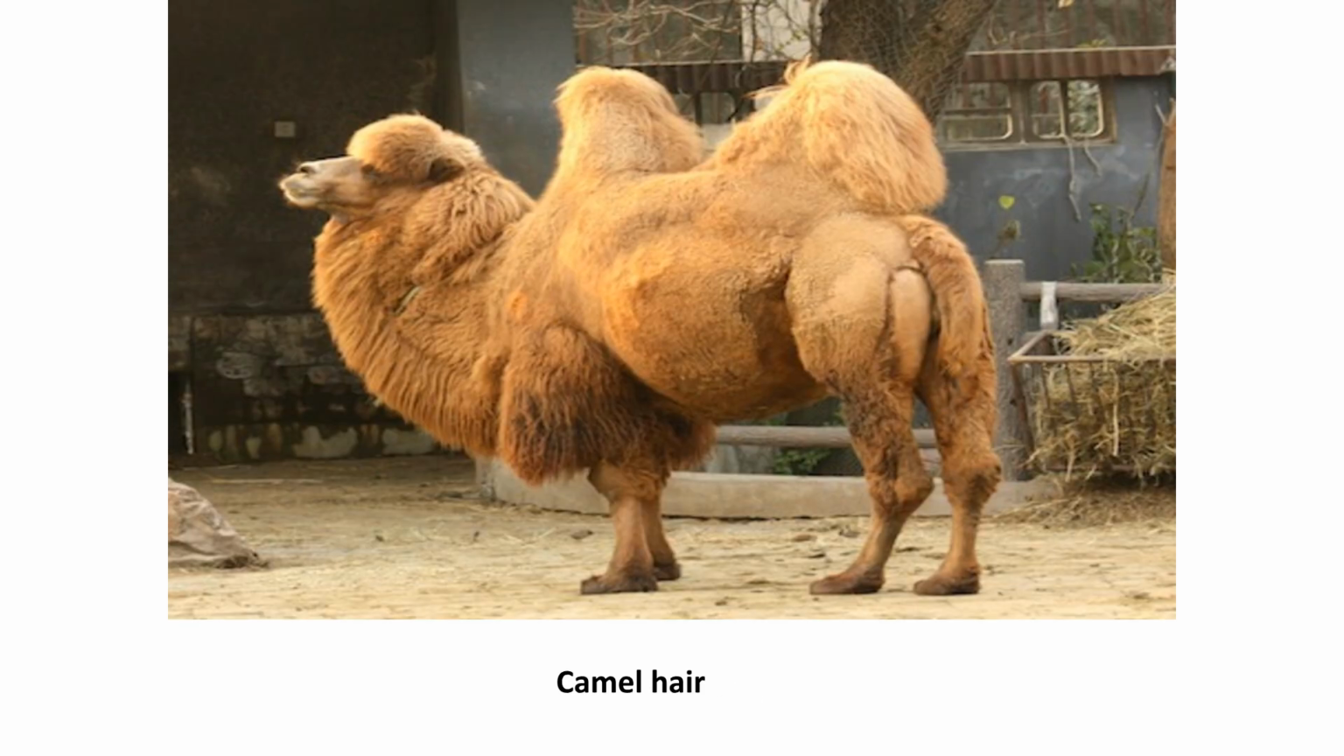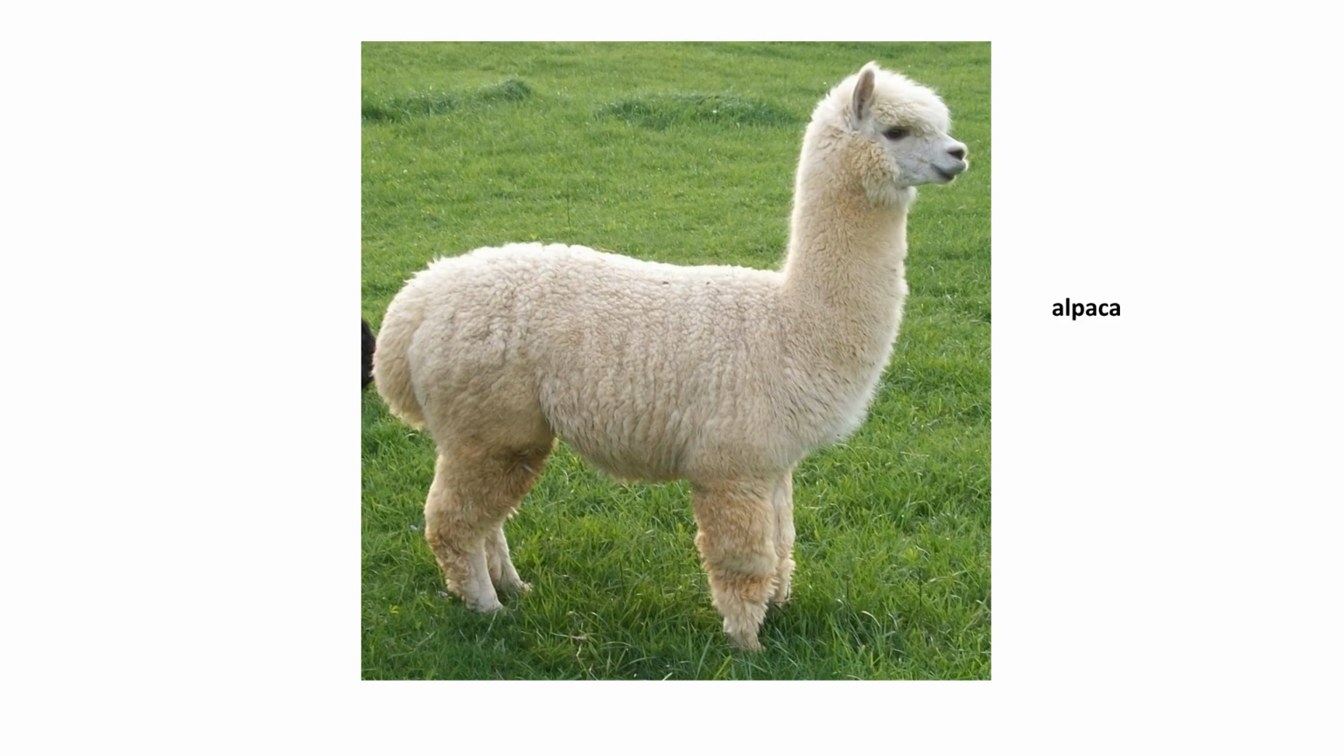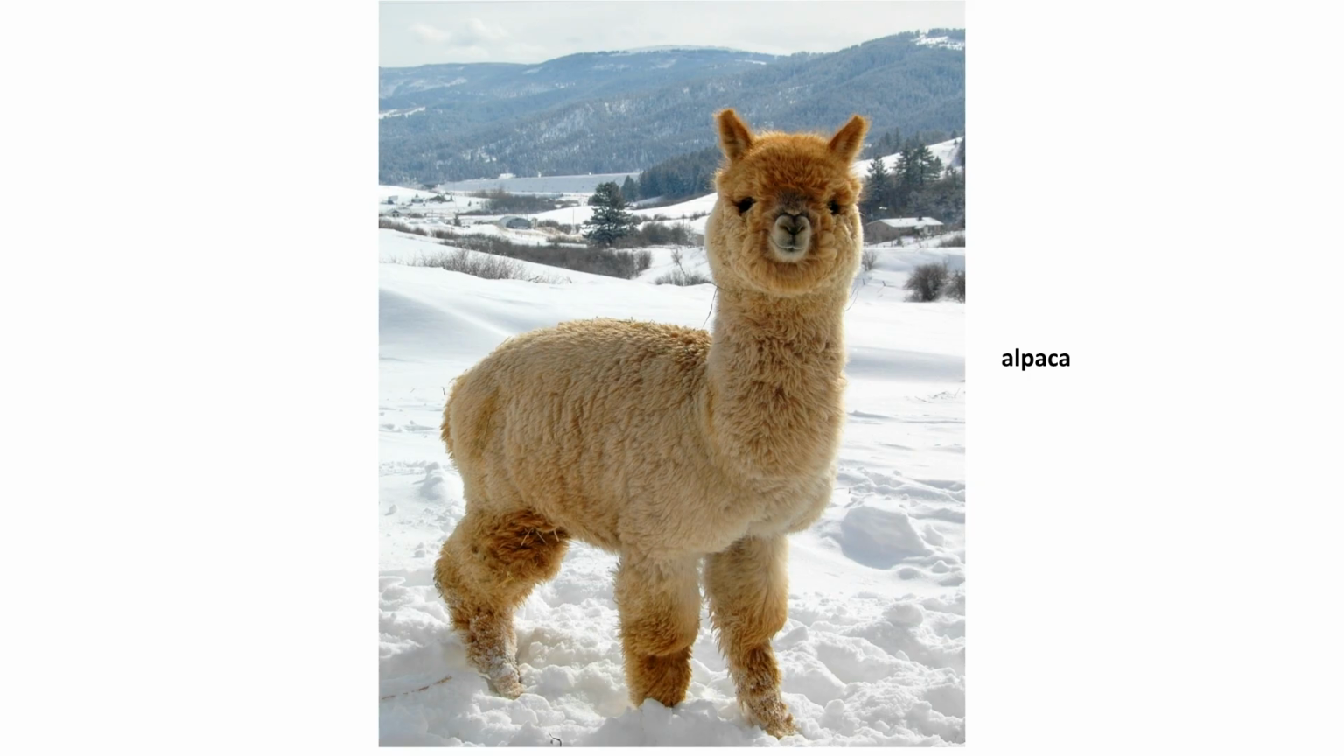Camel hair is another animal fiber known for its insulating properties, often used in coats and blankets. The alpaca, a domesticated South American camelid, is also a source of fine fiber. This image shows an alpaca, illustrating the source of alpaca fiber, prized for its warmth and softness. Alpaca fiber is highly regarded in the textile industry for its quality.